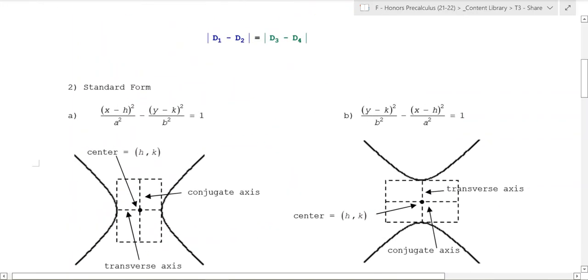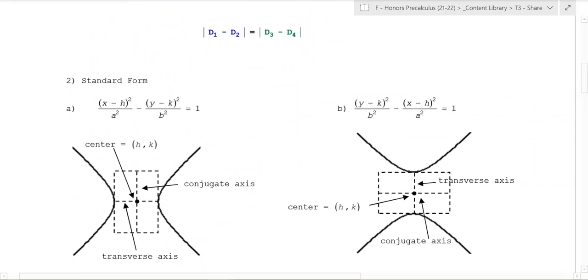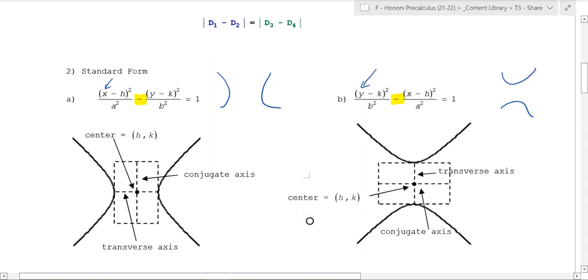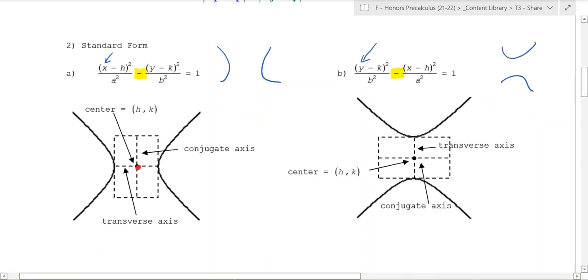And the equations look just like this. Either you have x first, so x minus h squared, and then y minus k, or you have y first. If you have y first, it goes up and down, and if you have x first, it goes side to side. The key thing to realize is you have to have minus signs in between. The center is still in the center here.